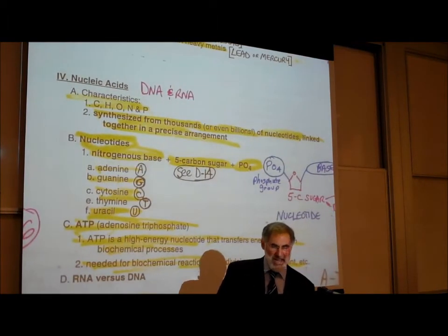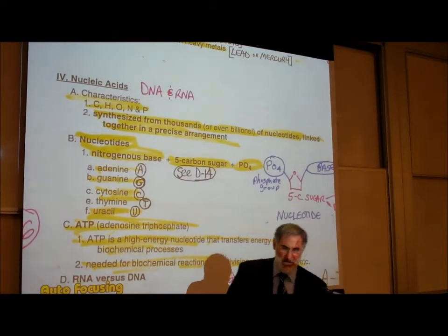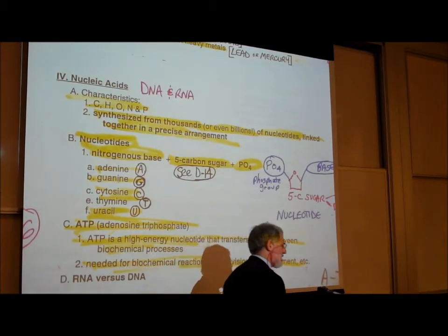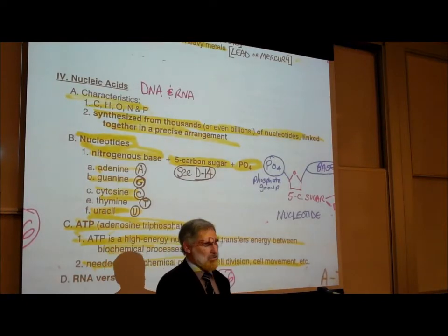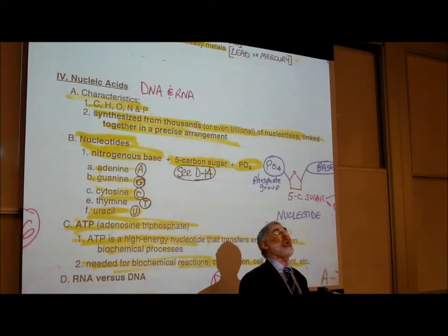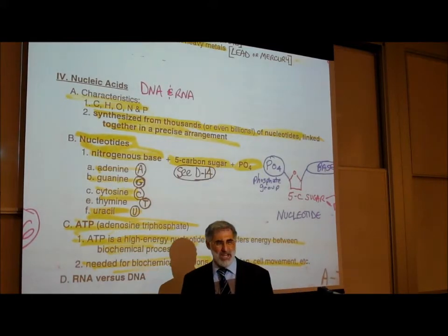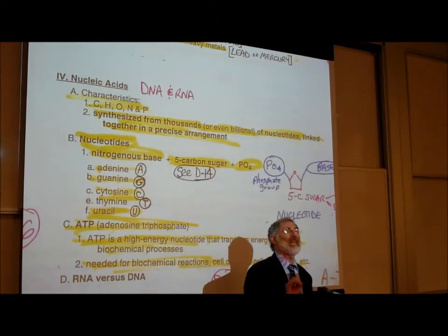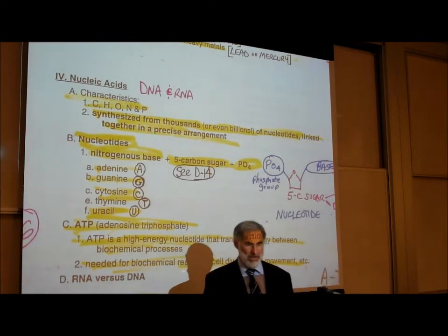Now, these nucleic acids, DNA and RNA, are actually made from thousands or even billions of nucleotides linked together in a precise arrangement. This definition of nucleic acids reminds us of the definition of proteins. We had said that proteins were synthesized from hundreds of amino acids linked together in a precise arrangement. Now we're learning that nucleic acids, DNA and RNA, are made up of lots and lots of nucleotides linked together in a precise arrangement. There's a reason for that parallel.